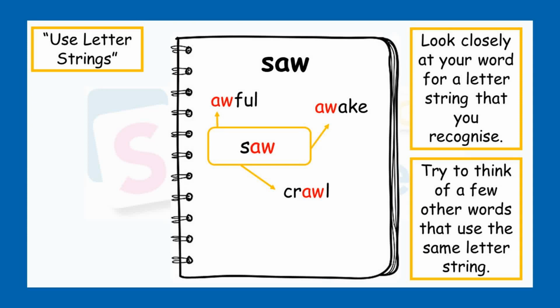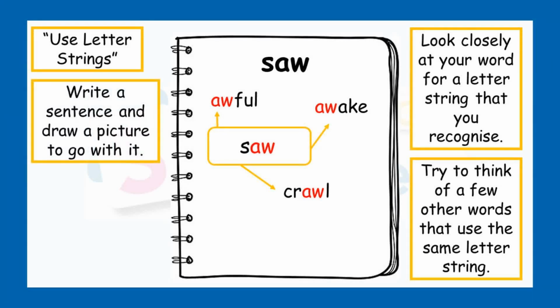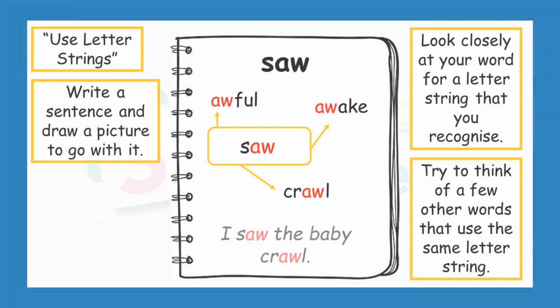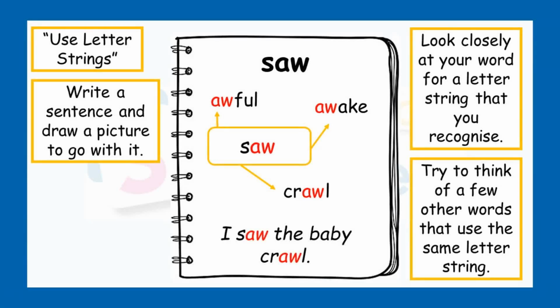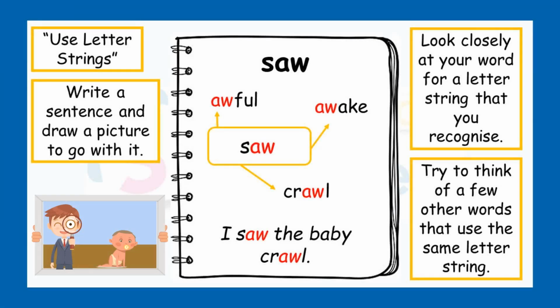Once we have a few words with the same letter string, we want to make a sentence that uses some of them and our spelling word. You can see that I came up with the sentence, I saw the baby crawl. As always, it's a good idea to draw a picture to go with your sentence. This helps your brain by giving it another way of remembering a tricky spelling word. So here's my picture of me seeing the baby crawl.